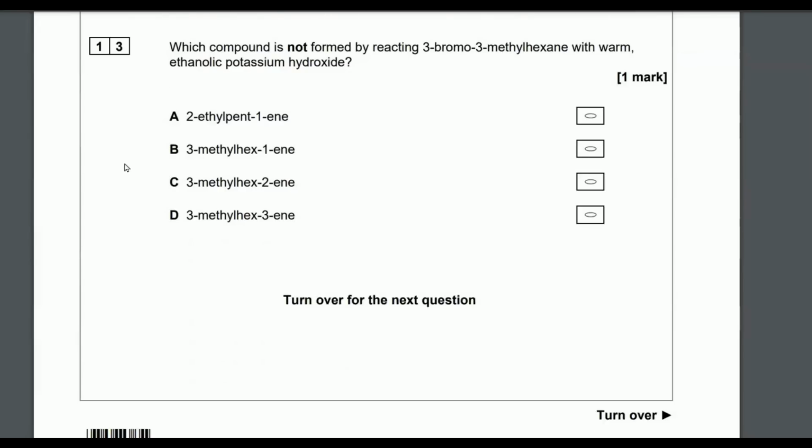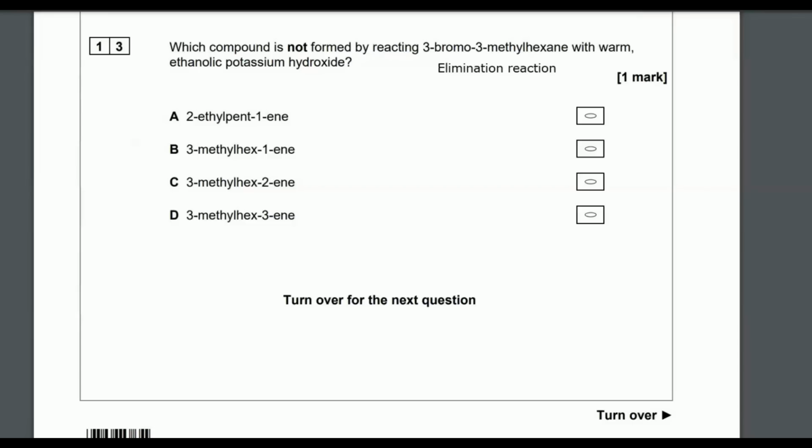13. Which compound is not formed by reacting 3-bromo-3-methylhexane with warm ethanolic potassium hydroxide? So what you'll see for A, B, C, and D, they're all alkenes. And we've got an elimination reaction going on here. So the key is, where does the double bond form? The double bond can form either side of the bromine atom that's attached in this reaction. So the double bond will form either side of the bromine atom.